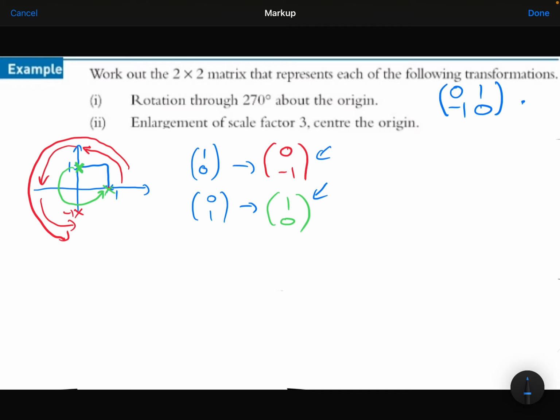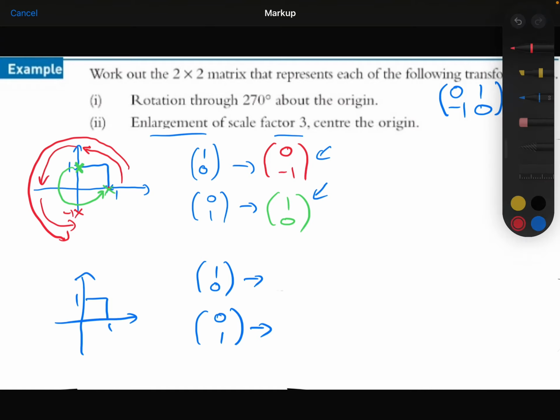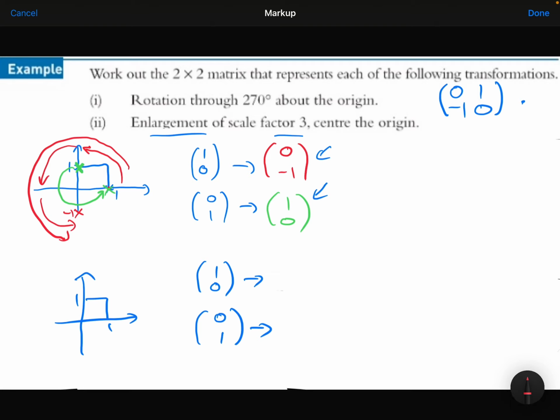Question 2. Let's do the same thing. I'm going to think about what happens to the unit square and what happens to the points 1, 0 and 0, 1 under the transformation where it's an enlargement scale factor 3. So that's going to make this square 3 times bigger. It's now going to look like this, where this here is the point 3, 0, and this point here is the point 0, 3.